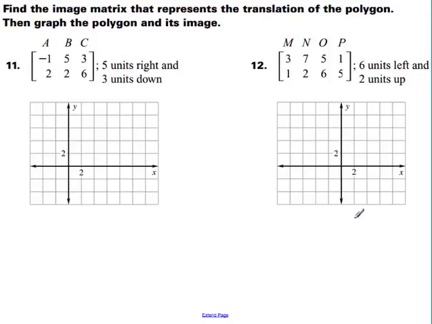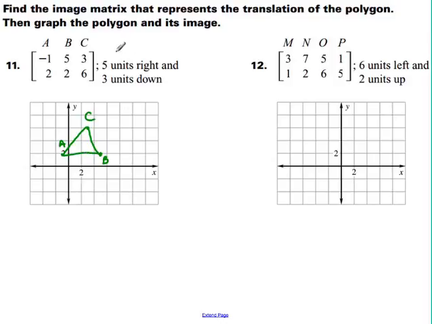It says find the image matrix that represents the translation of the polygon. Oh boy, then graph the polygon and its image. Let's see if we can do this. We graph this. This is just -1, up 2, so here's where A is at. B is over 5, 2, 4, 5, and then up 2, so that's going to be B right there. C is over 3, then up 6, 2, 4, 6. Here's where C's at. Oh, look at that. It's a triangle. Oh boy, it looks something like that.